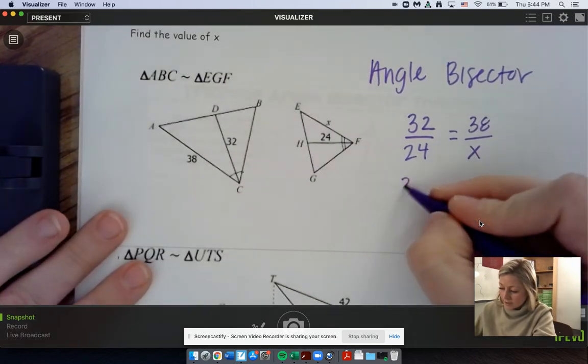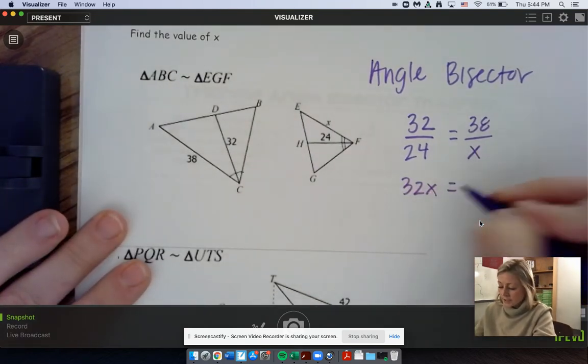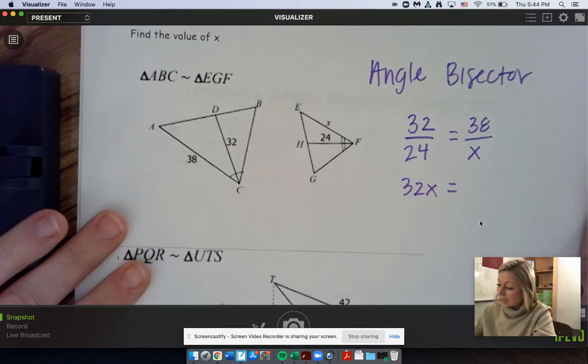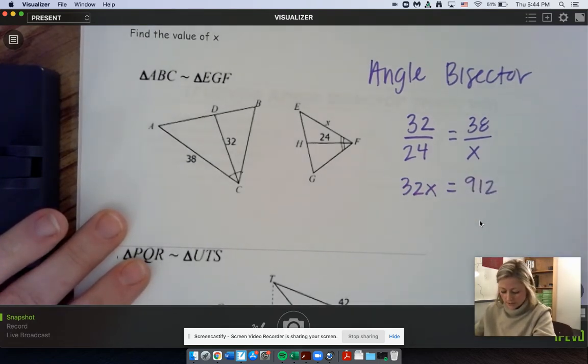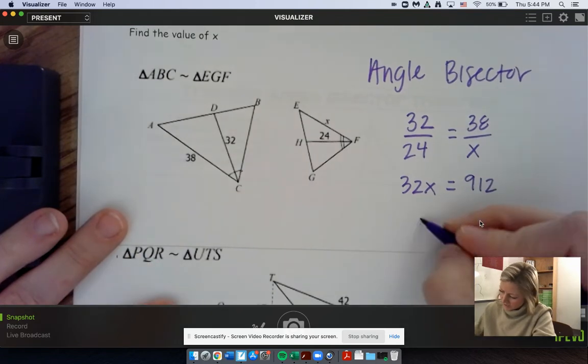So we have 32x, 24 times 38 is 912. And then we divide out, kids. X should be 28.5.